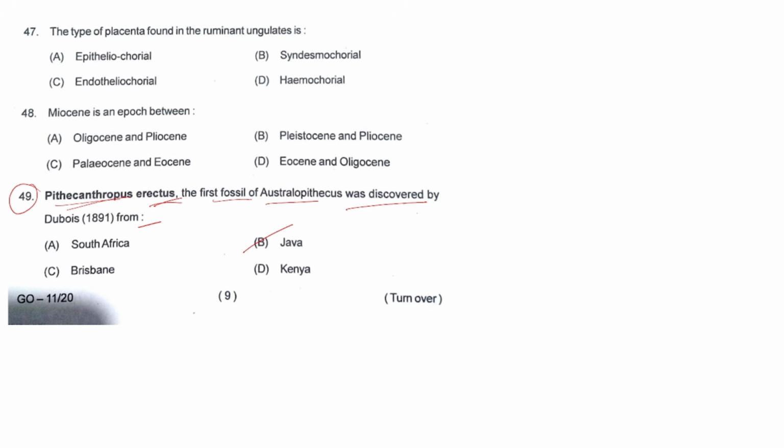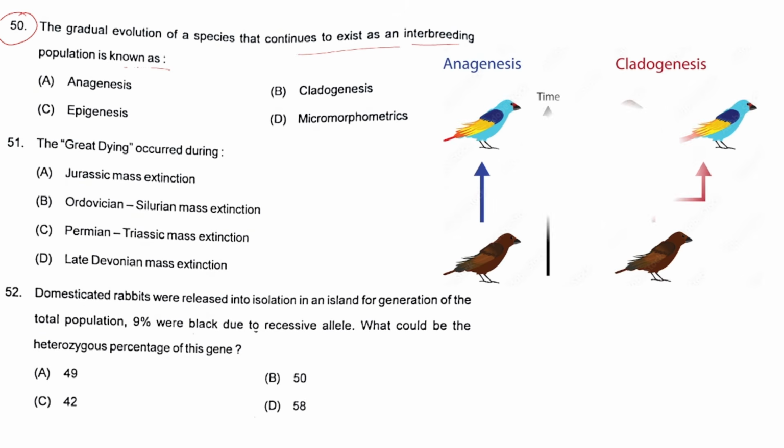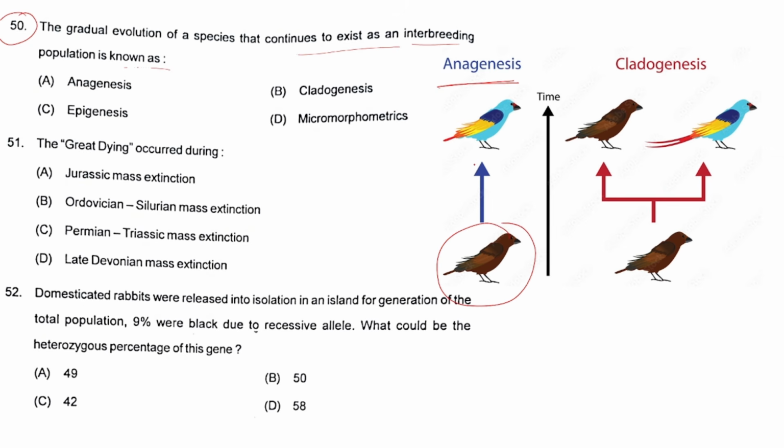Anagenesis is direct gradual evolution, whereas cladogenesis is descent by branching. Here you can see in case of anagenesis, species 1 gradually evolves into species 2, whereas in case of cladogenesis, that is branching. So option A will be the right answer, because this question is asking about gradual evolution. Gradual evolution means anagenesis is right.